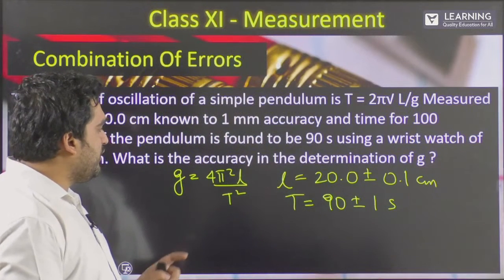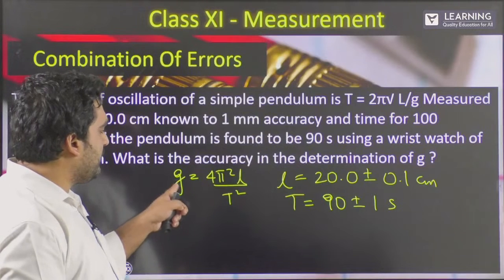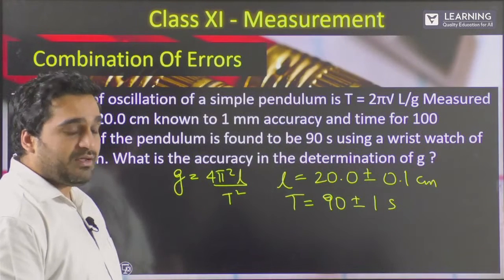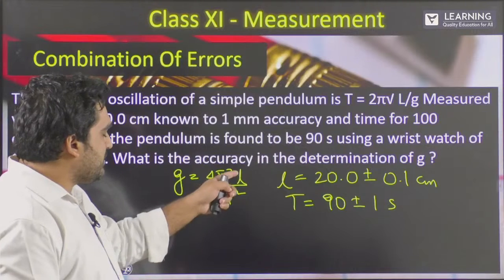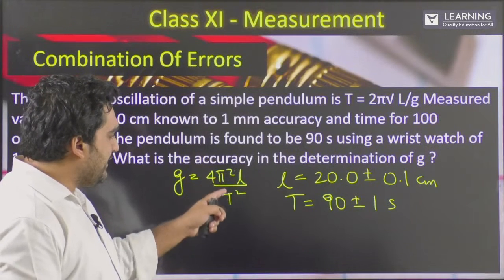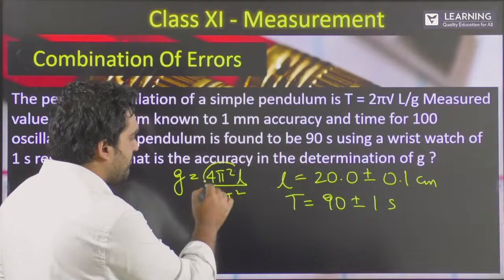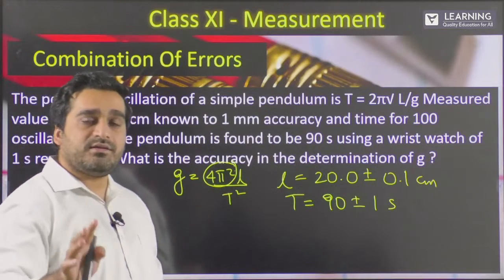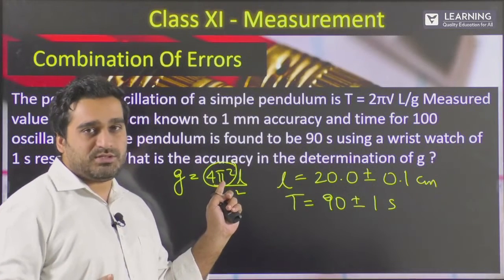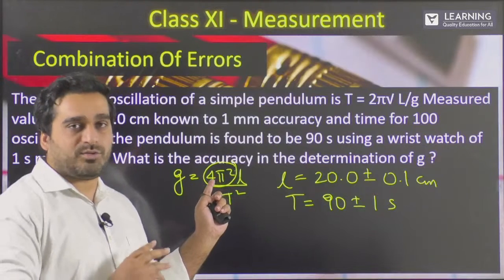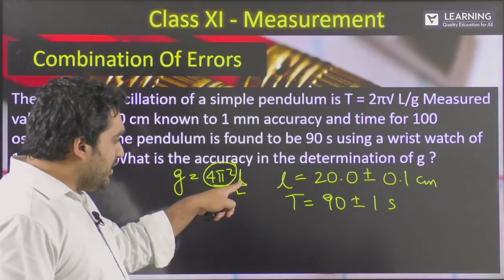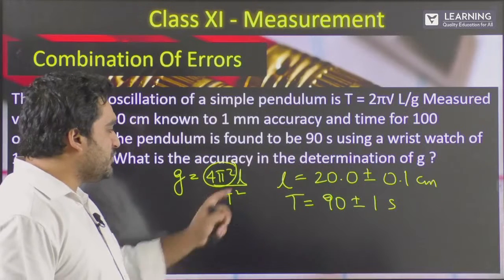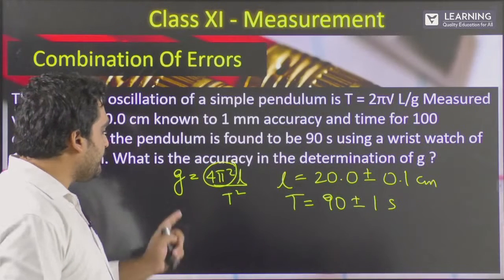So now we need to first find how much would be the error in G. Since you're dividing L by T square, let's not worry about the numbers. When it comes to determining the errors, don't worry about the constant numbers, such as 4 and pi square. The variables L and T square are what you need to be concerned about.